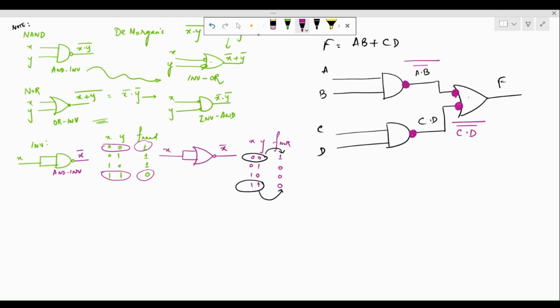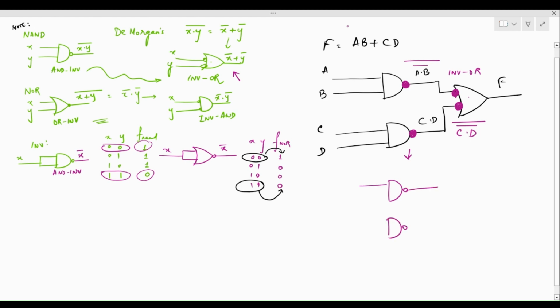Now, if we look at this particular implementation, this is the invert OR configuration. The invert OR is nothing but another representation of the NAND gate. So therefore, I can redraw this circuit as three NAND gates because this is going to be AB, this is going to be CD, and the two can be combined using the invert OR, which is also a NAND gate. So now this is the NAND implementation of my function f.